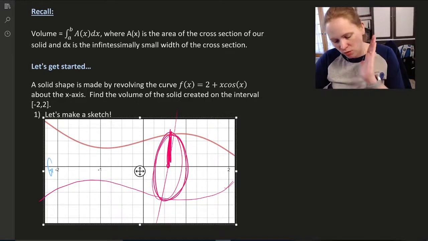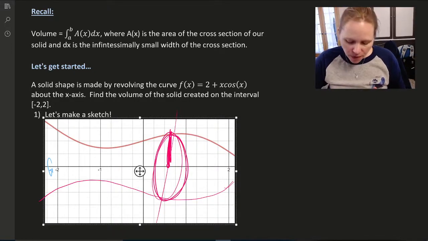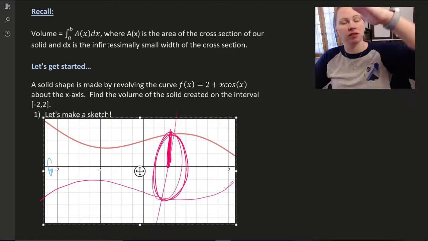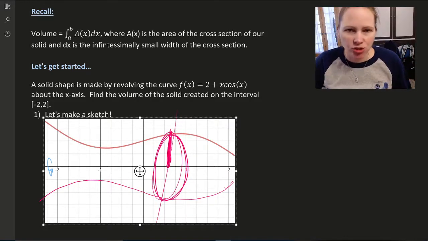So here my circles are perpendicular to the x-axis. That's another indication that it's a function of x. If your cross sections are ever perpendicular to the y-axis, then it would be a function of y, just like we saw in our introduction.